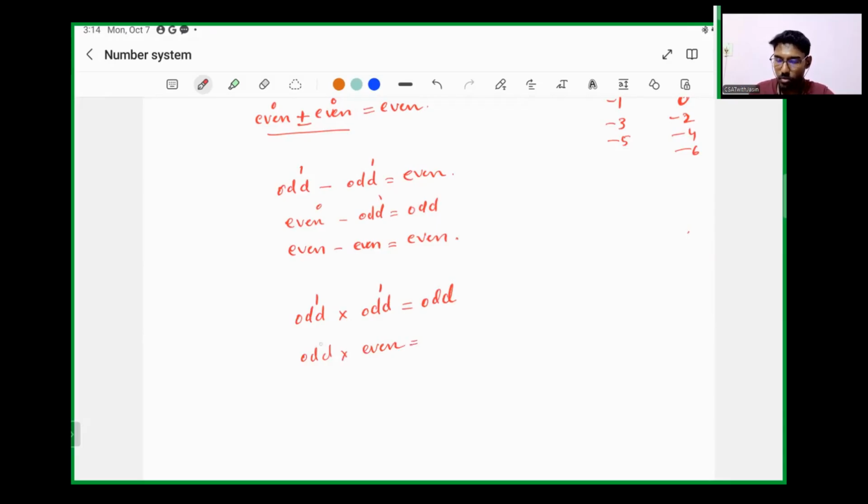Yeah, just take odd number 1, even number you can take 0. No need to take 2. You take 0, it's easy. 1 into 0 is 0. 0 is an even number. Now what about even into even?